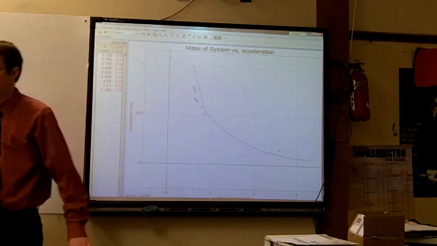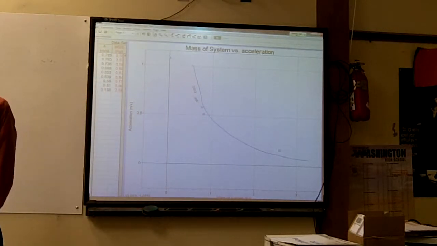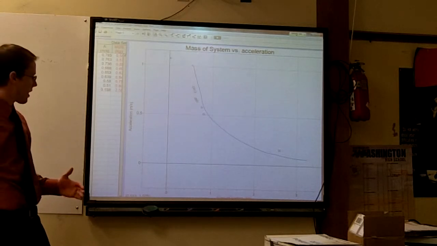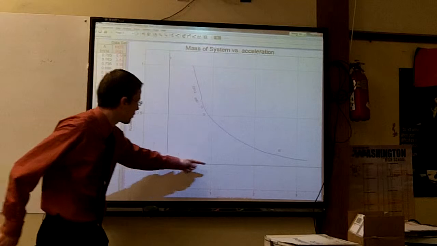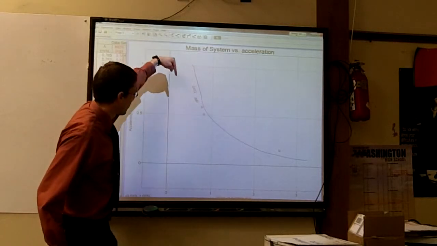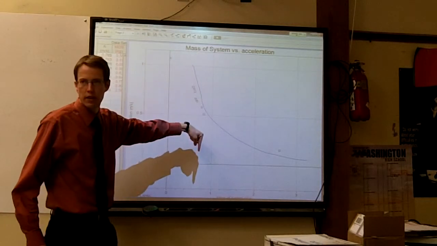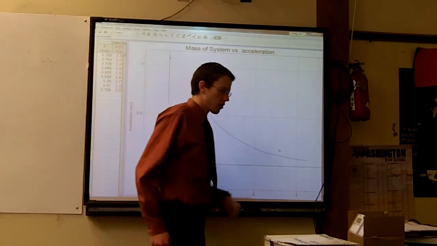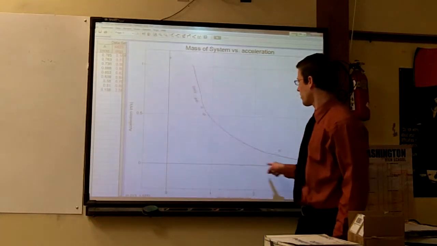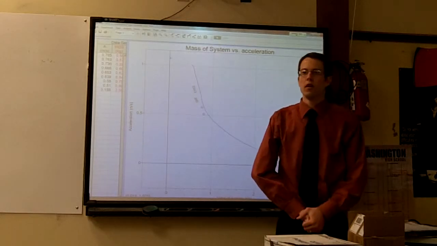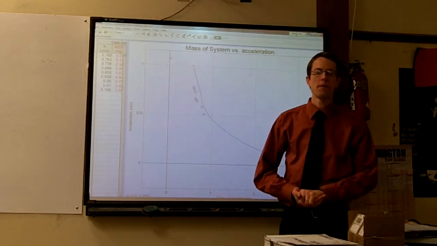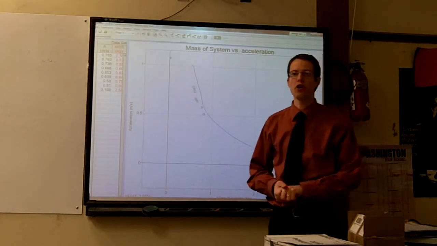I'll get this in your notes. Like Shauna said, as the mass increases, what happens to your acceleration? It also goes down like so. Mathematically, what do we call that when you get a curve that's like this? Parabola. Specifically, it's a type of parabola called an inverse curve.